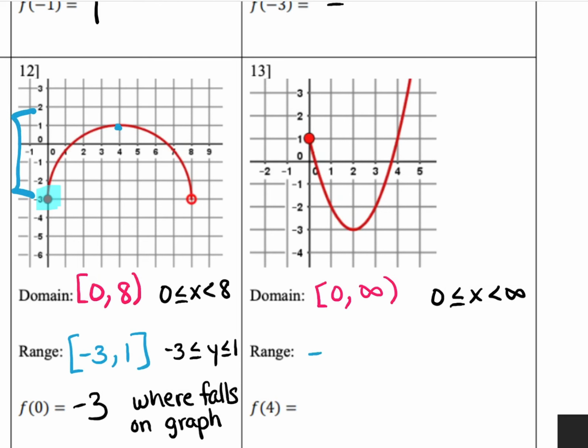For our range, again, that's all the way from the lowest possible point to the highest point. We have -3, it's on our curve, so we're going to use a bracket. All the way up to infinity goes off the page, which is a parentheses. So this is -3 is less than or equal to y, which is less than infinity. When x is 4, we want to look on our graph and find where on the graph that would be. That would be right here on our graph when y is 1.